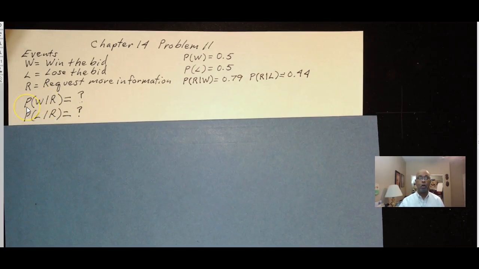So what we want to know in the end is, what is the probability that we win the bid given that additional information was requested? And what is the probability of losing the bid given that additional information was requested?